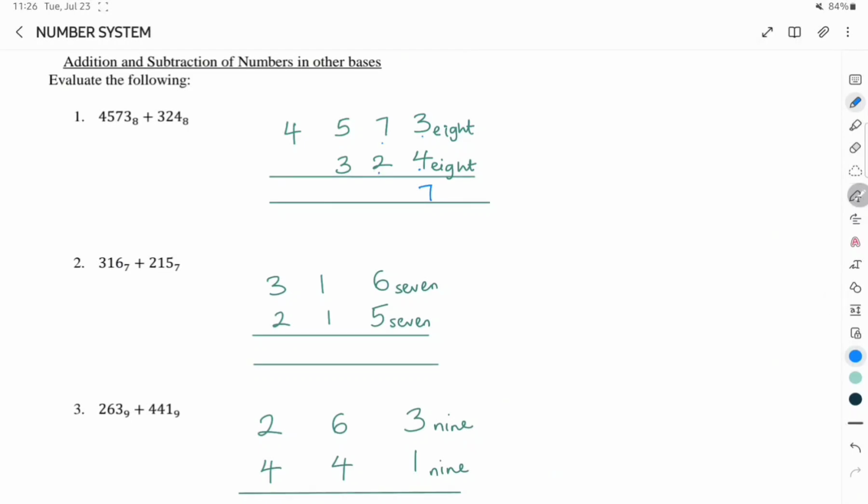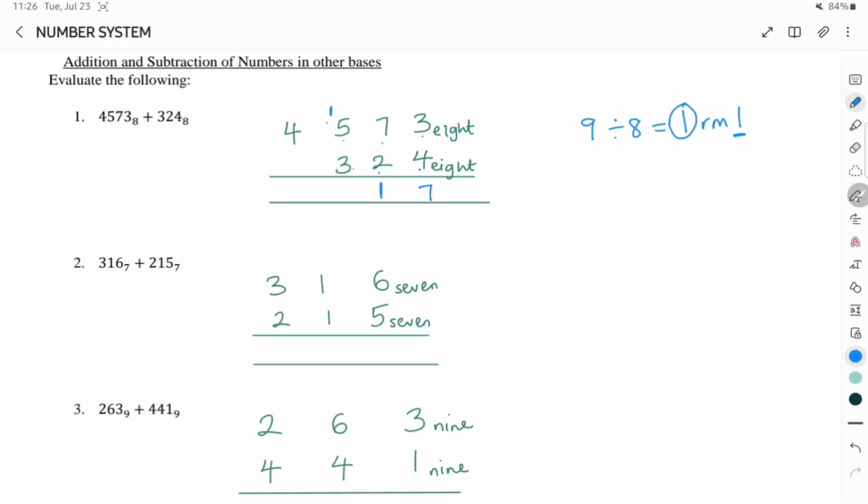But because we cannot write 9, we say 9 divided by the base we are working in, which is 8. And that's 1 remainder 1. So we write the remainder 1, and we bring the quotient 1 up here. So this 1 plus 5 is 6. 6 plus 3 is 9.